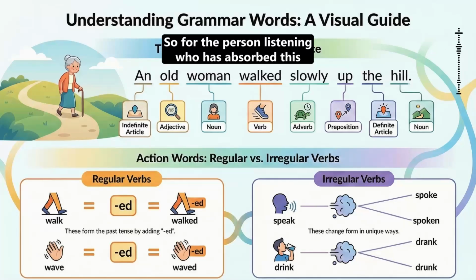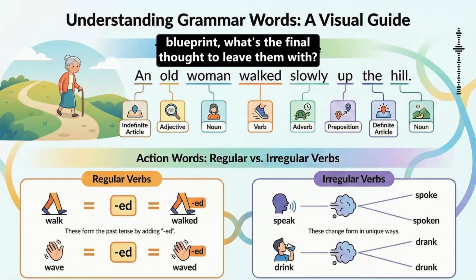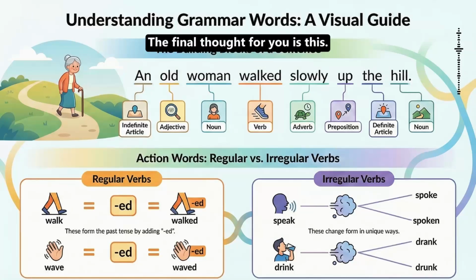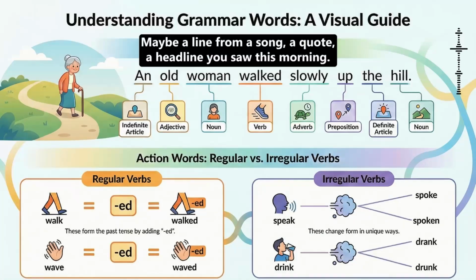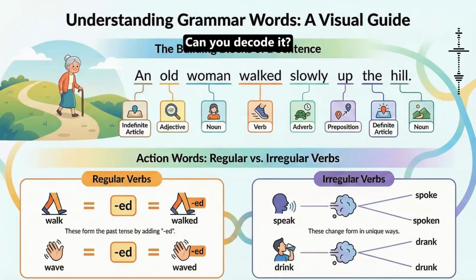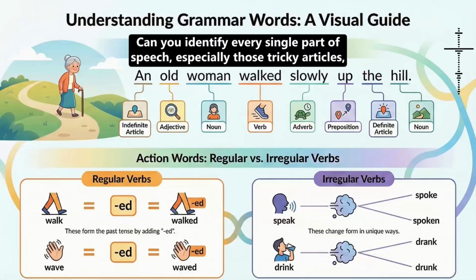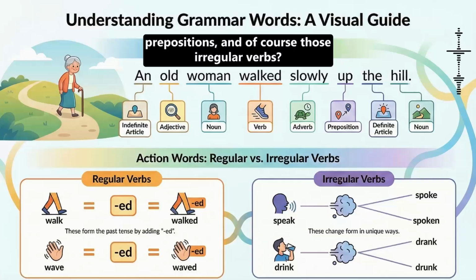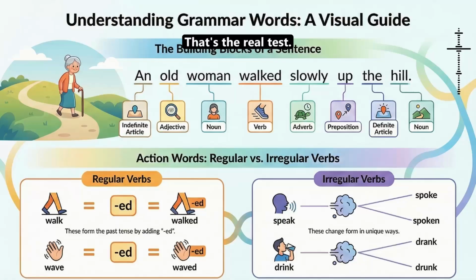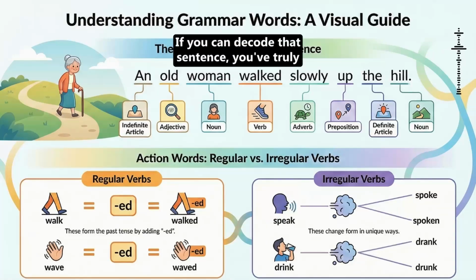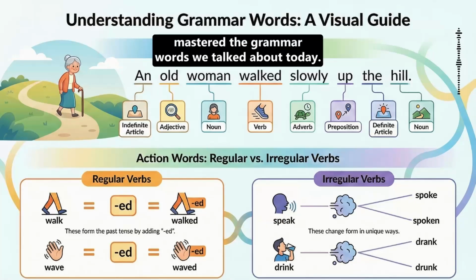So for the person listening who has absorbed this blueprint, what's the final thought to leave them with? The final thought for you is this. Grammar is everywhere. Think about one of your own favorite short sentences. Maybe a line from a song, a quote, a headline you saw this morning. Can you decode it? Can you identify every single part of speech, especially those tricky articles, prepositions, and of course those irregular verbs? That simple act of applying this blueprint to the language you see every day, that's the real test. If you can decode that sentence, you've truly mastered the grammar words we talked about today.